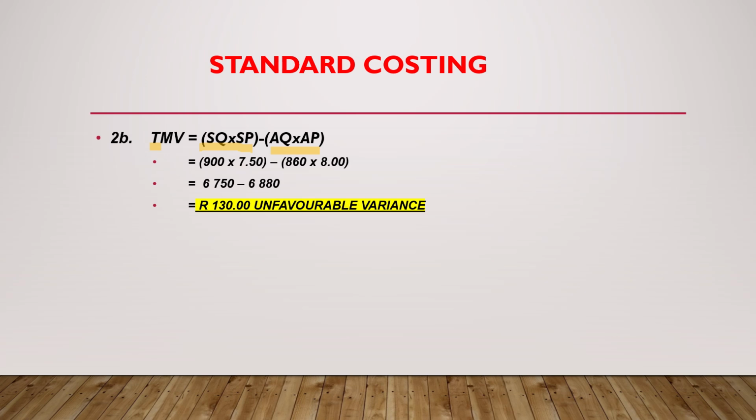You can see from here whether it's going to be favorable or unfavorable. This is standard, that is planning. This is actual. So which one is greater? This one is bigger. Okay, so when actual is greater than standard or planning, we're going to have an unfavorable variance. Your answer will be negative. So 6,750 minus 6,880 will give you minus 130 rand unfavorable variance.